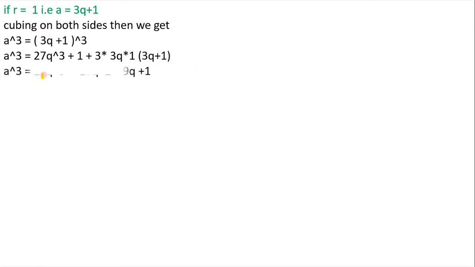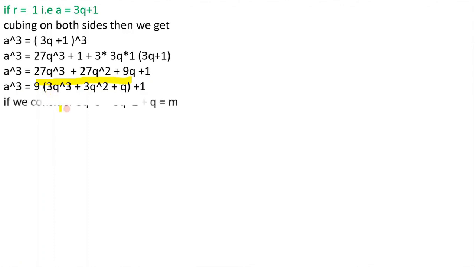Now, a cube equals 27q cube plus 27q square plus 9q plus 1. Now, from among these four terms, I want to take 9 as common. So, a cube equals 9 of (3q cube plus 3q square plus q) plus 1. Okay. Now, I am considering all the terms in the bracket, that is 3q cube plus 3q square plus q, as m. Then I get a cube equals 9m plus 1.